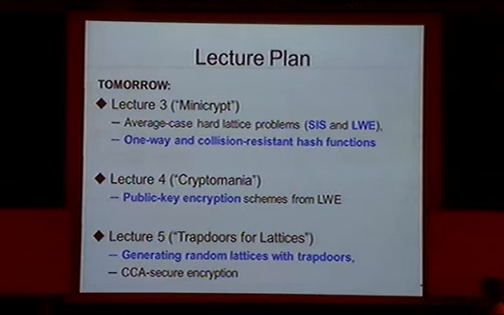These problems can be used to construct one-way functions and collision-resistant functions in a very natural and very simple way. By Minicrypt, I mean one-way functions, things which don't have trapdoors; one-way functions and collision-resistant functions are Minicrypt. The next lecture, I'll go to public key, describing a public key encryption based on the learning with errors problem. And finally, we will finish with a very natural notion of trapdoors for lattices, and I'll show how to construct a chosen ciphertext secure encryption scheme based on these trapdoors.